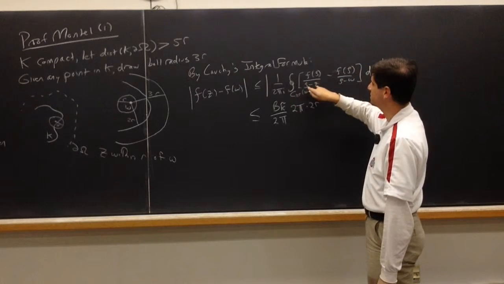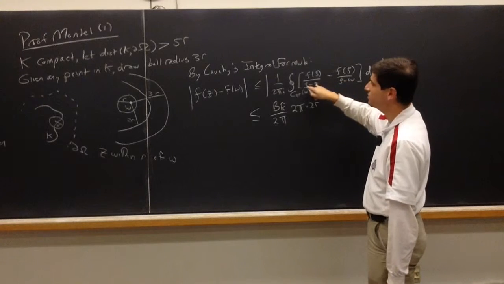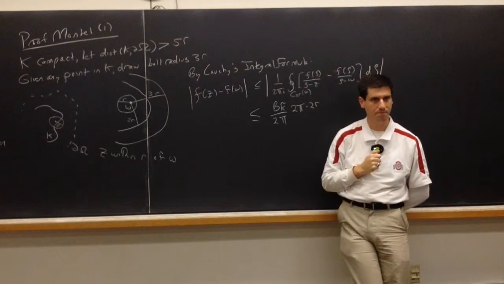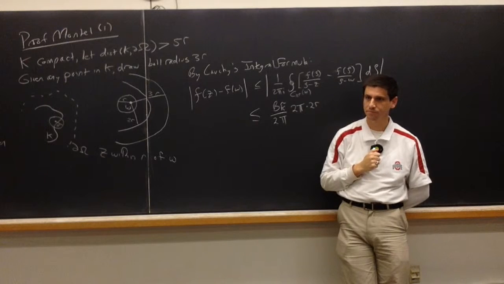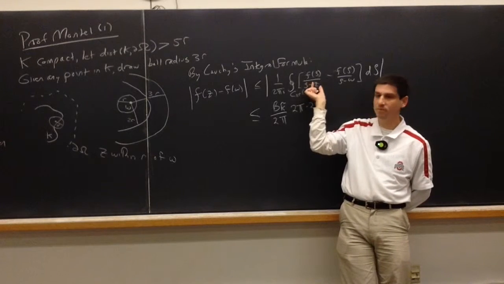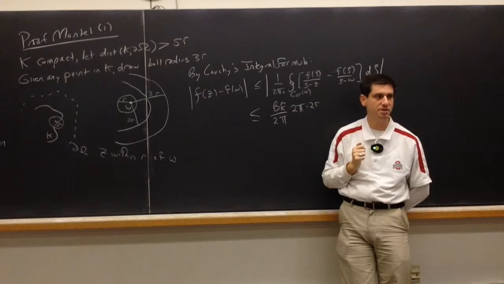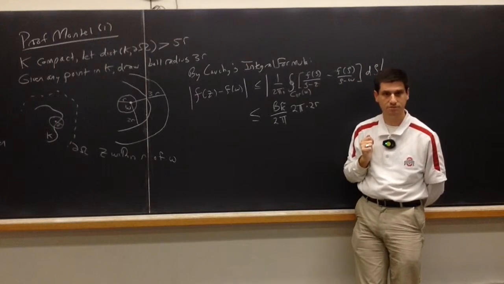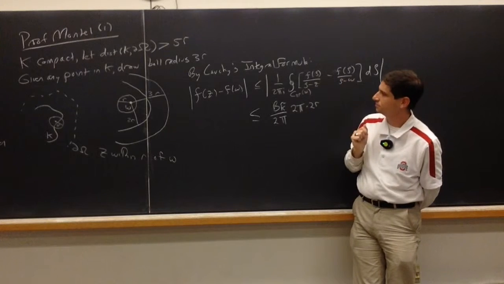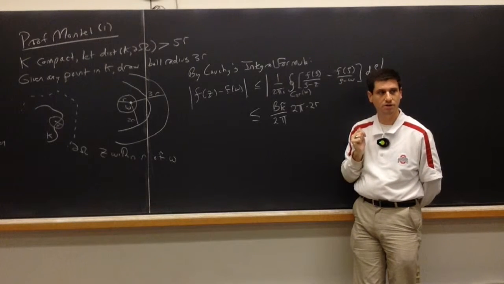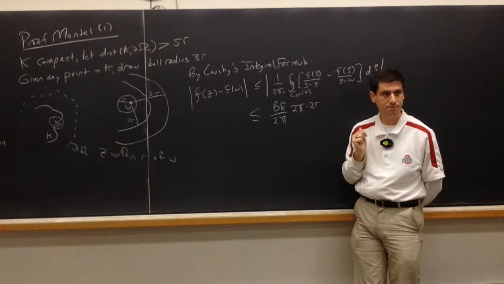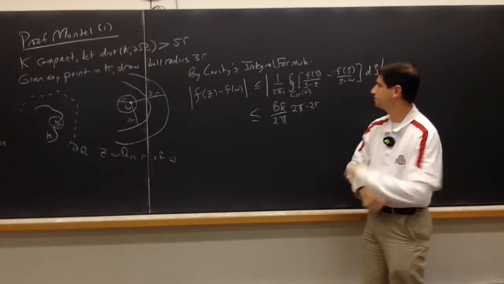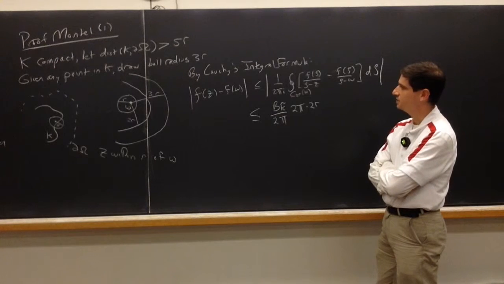Now we want to look at zeta minus z and 1 over zeta minus w. What can you tell me about zeta minus z? How big can that be? So we have trouble when zeta minus z is small. What's the smallest zeta minus z can be? R. And what about zeta minus w? 2r. Right? So if we look at this, zeta minus z can't be too small.